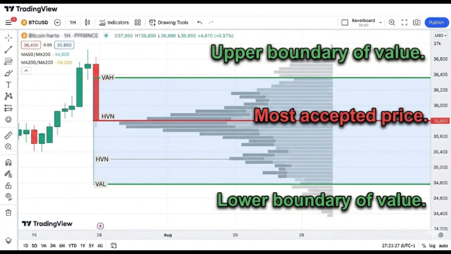Next is the value area high, or VAH. This is the top boundary of the value area, meaning the upper edge of the zone where most trading happened. Then we have the value area low, or VAL. This is the bottom boundary of the value area. So the whole value area is the region where the market considered price fair. Inside the value area, price is in balance. Outside the value area, price may be exploring new territory.